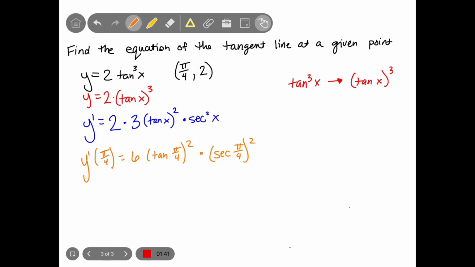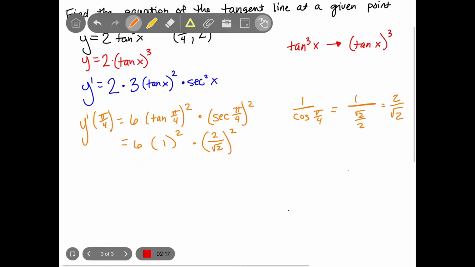All right, do you know what tangent of pi over 4 is? It's 1 squared times, and then secant, well, secant is 1 over cosine of pi over 4, which is 1 over, and cosine of pi over 4 is root 2 over 2. So multiply by the reciprocal, you get 2 over root 2. Okay, so I'm actually going to keep it as that. I'm not going to rationalize it right now. So this becomes 2 over square root 2 squared. And the reason I didn't rationalize it is because I know I get to square it. So let's simplify. This is 6 times 1 times 4, because I'm squaring the numerator, over 2, which gives me 12. I now know the slope of my tangent line. So y prime at pi over 4 equals 12.